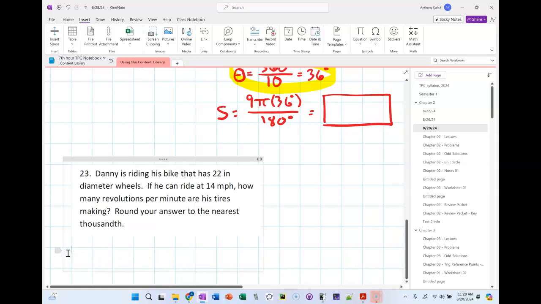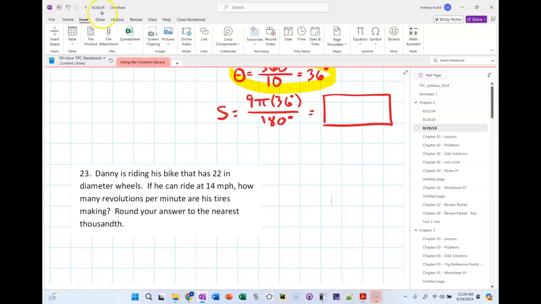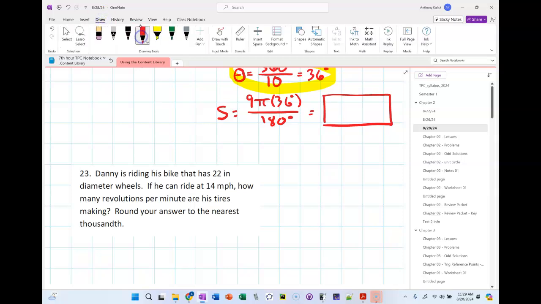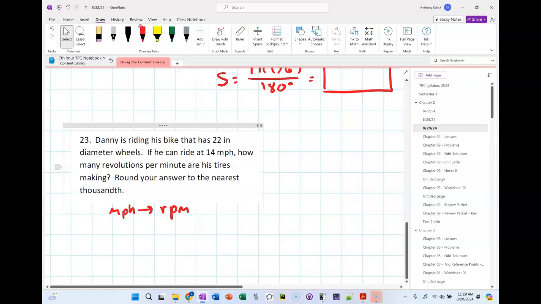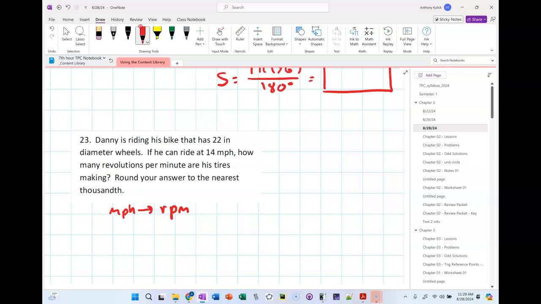So it says Daniel is riding a bike that has 22-inch diameter wheels. If he can ride at 14 miles per hour, how many revolutions per minute are his tires going? So I'm going from miles per hour to revolutions per minute. This is just a unit conversion problem, similar to the example we did before, but this time instead of going revolutions per second, our answer should be in revolutions per minute, but we'll set it up the same way.